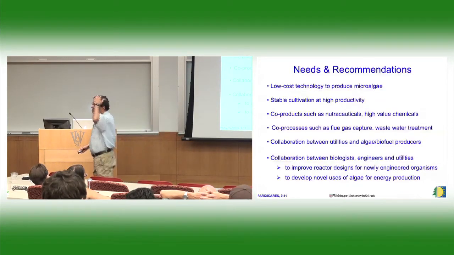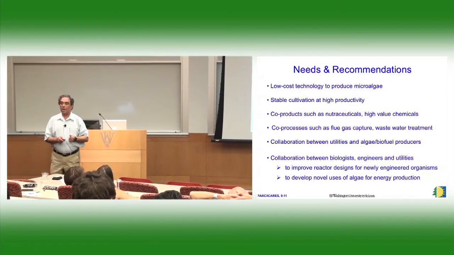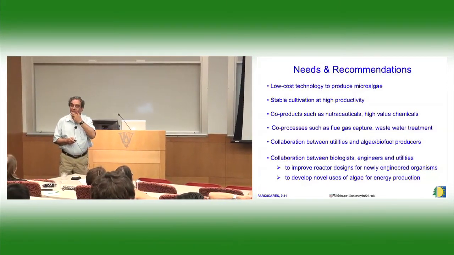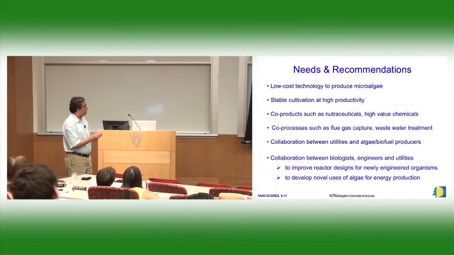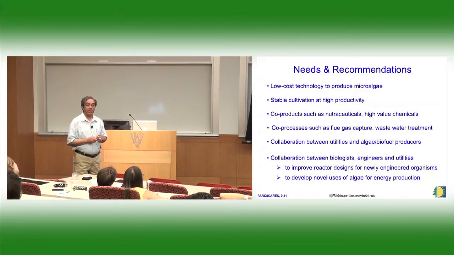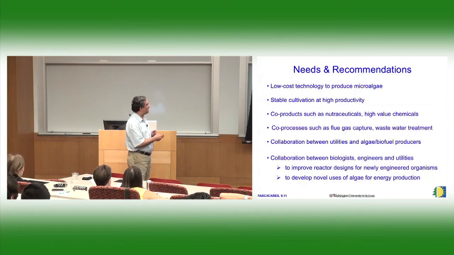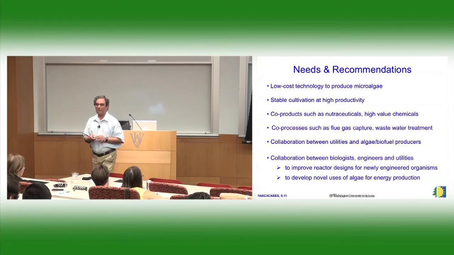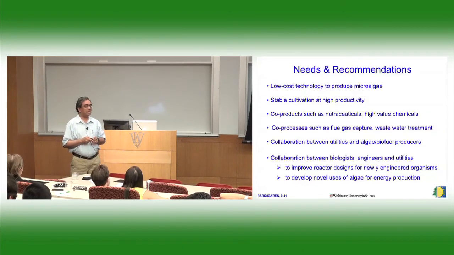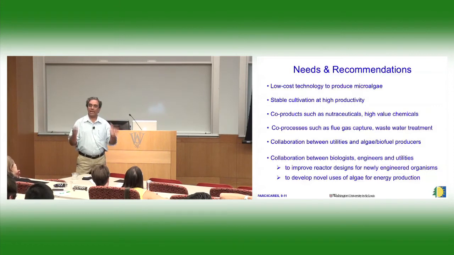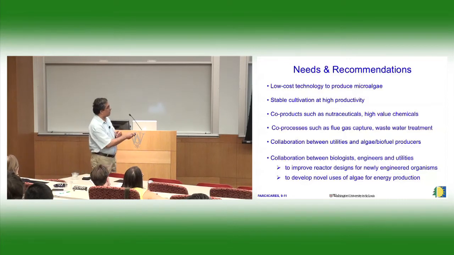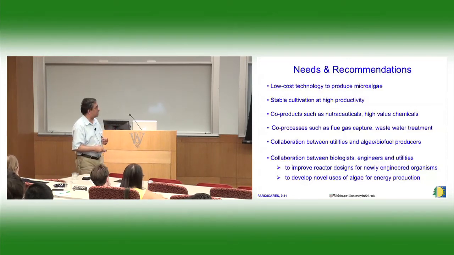So needs and recommendations in this area came from a report that came out a couple of years ago. First of all, low-cost technology to produce microalgae. This is very, very important. Stable cultivation at high productivity, something that we just talked about. Co-products are very important. Biofuels ain't going to do it. Biofuels need to be produced in high volume, and inherently they are of low cost per unit. So in order to match that challenge, there needs to be something else that's of more value, and that's where the co-product concept comes in, high value chemicals in this case.